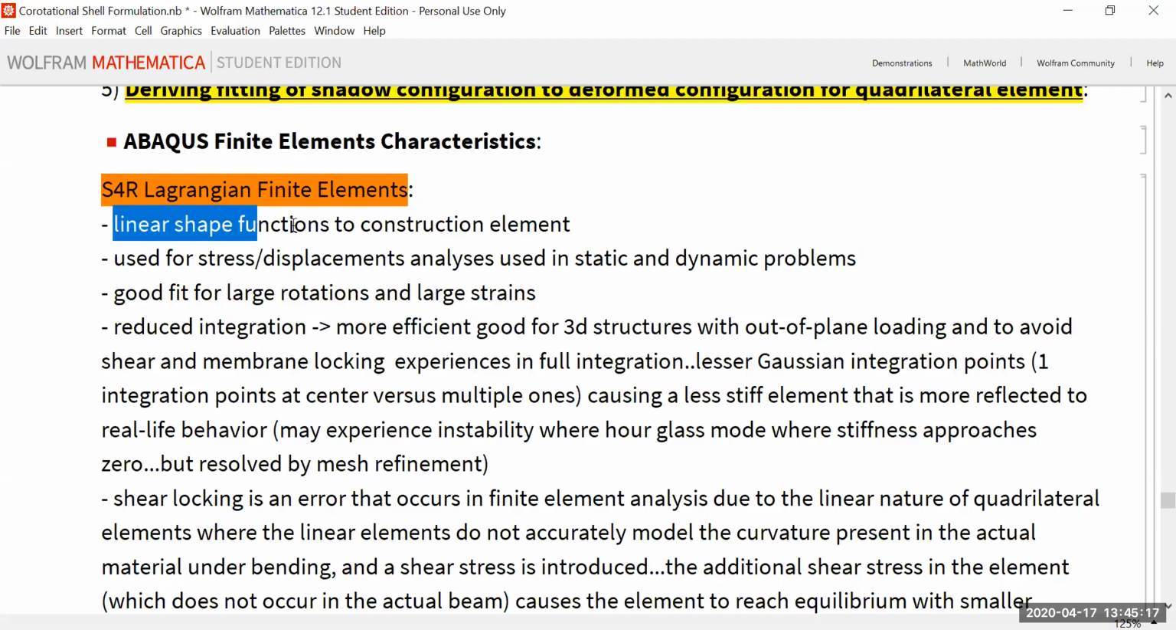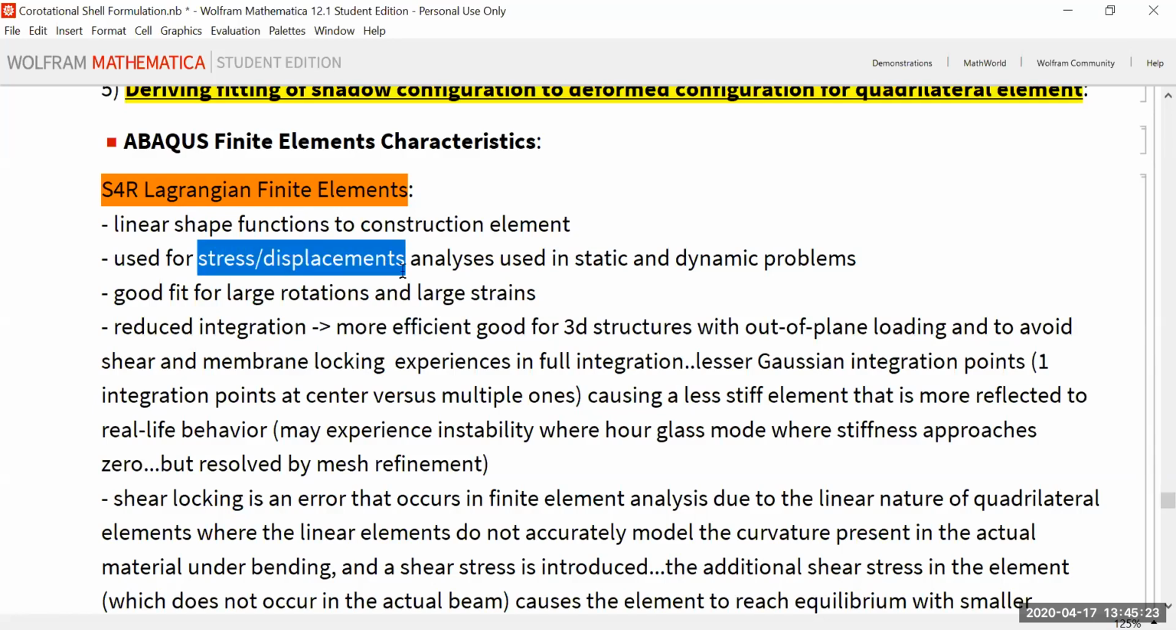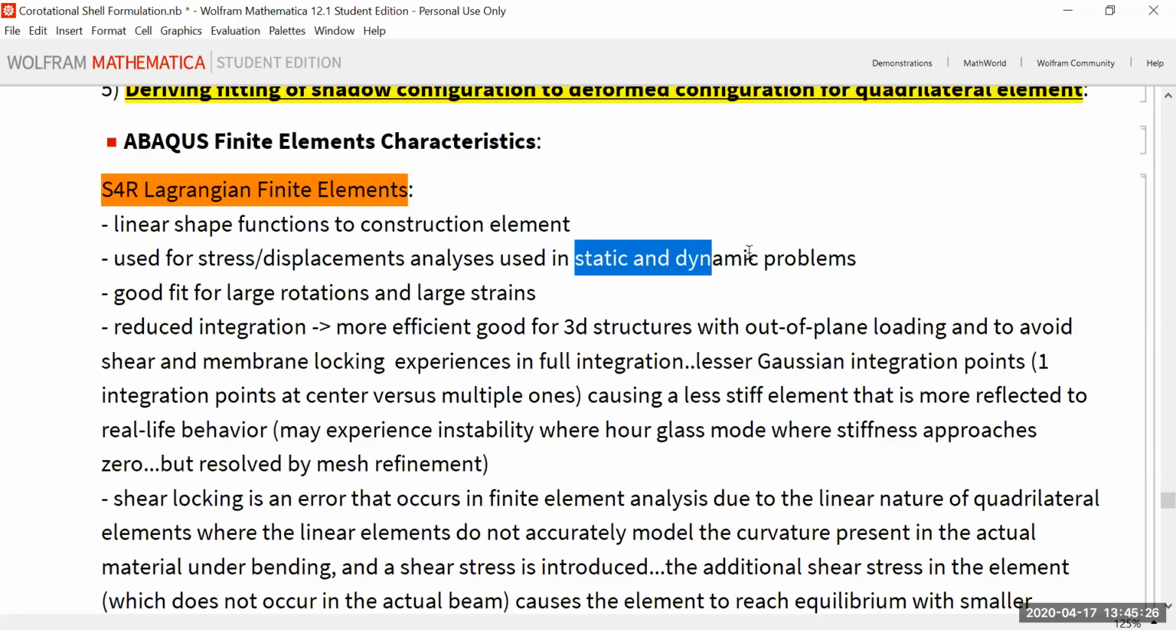So for this S4R, this is a linear shape function that you're using to construct your element. And I found out that these are really good for stress displacements, so I'm going to be using that for some of these analyses. And this is a really good fit for large rotations and large strains. So that's what I want.